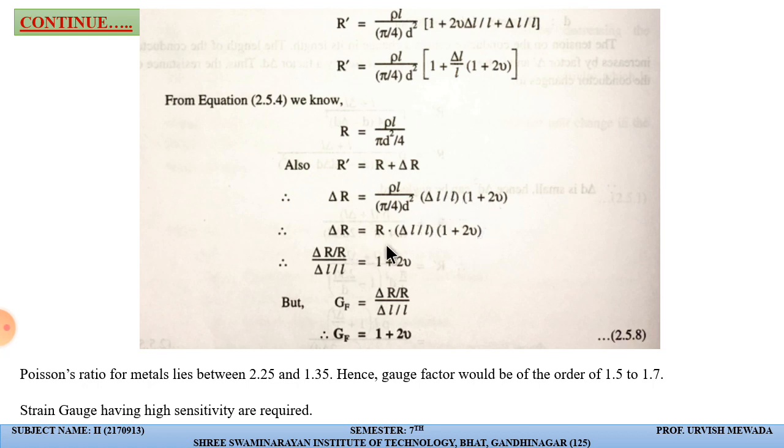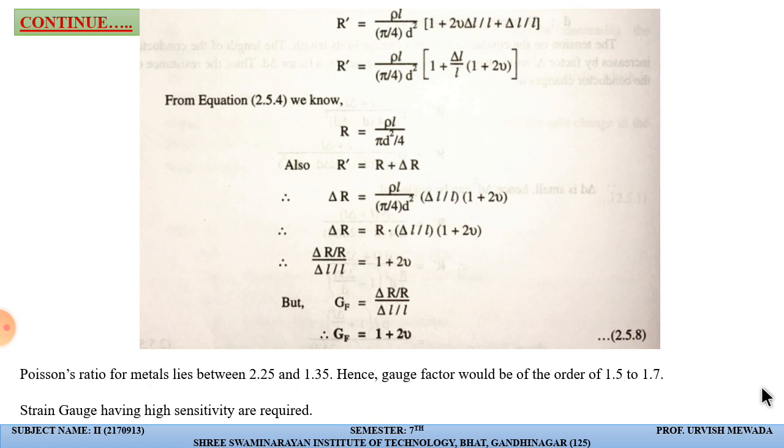So here delta r is equal to, this is the r, so r and delta L by L into 1 plus 2v. Just rewrite this equation, meaning delta r by r divided by delta L by L is equal to 1 plus 2v, but this delta r by r divided by delta L by L is the gauge factor. So here GF is equal to 1 plus 2v. So this is nothing but the gauge factor of a particular material.